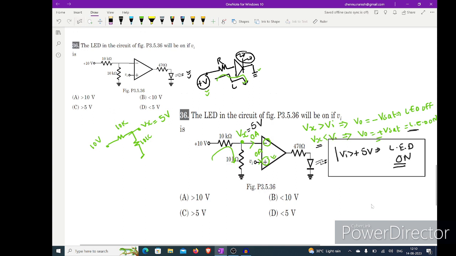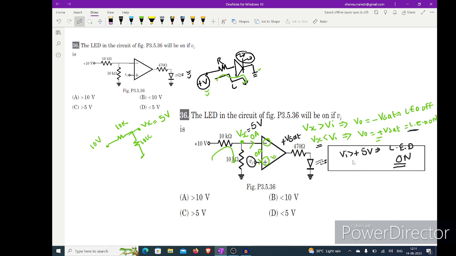The question. So if you see this one, Vi greater than 5 volts, it will dominate. We'll get plus Vsat here, and current will pass like this. The LED will glow. So the answer for this question is Vi should be greater than 5 volts, because it is at this terminal. So the answer for this question is 5 volts. Thank you all.